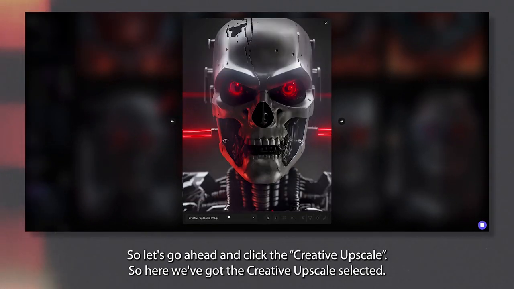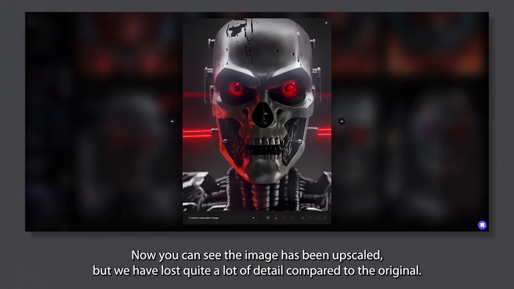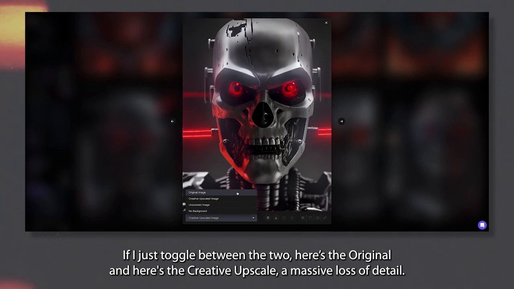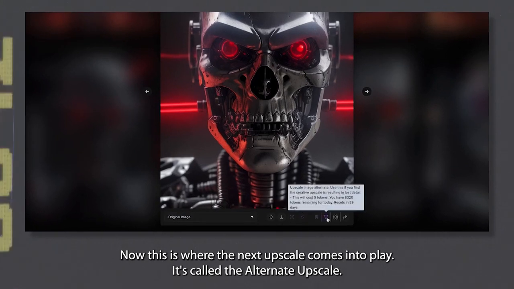So here we've got the creative upscale selected. Now you can see the image has been upscaled, but we have lost quite a lot of detail compared to the original. If I just toggle between the two, here's the original and here's the creative upscale. A massive loss of detail. Now this is where the next upscale comes into play. It's called the alternate upscale.